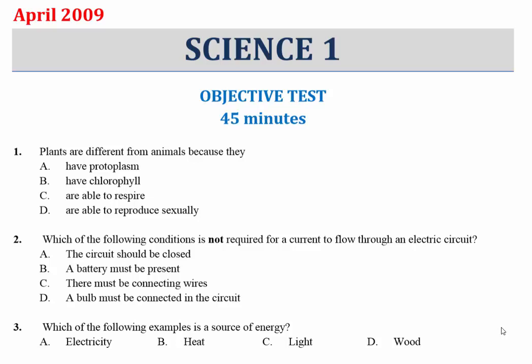Question 3. Which of the following examples is a source of energy? And the answer is D, wood. It's not electricity and it's not heat, because they are all forms of energy. The source here is wood.